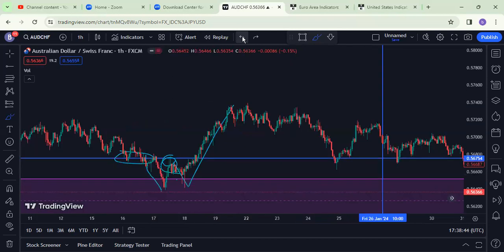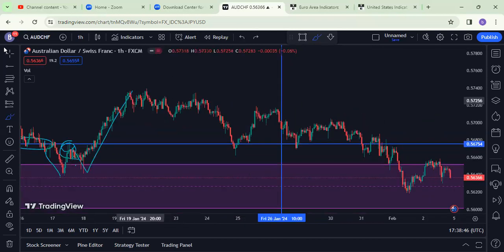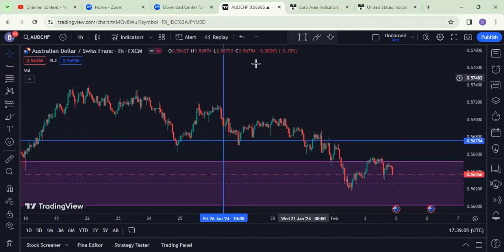Let me keep a clean chart. Cool. So that is the trade that we took. And then, good. Then the market came to the downside, right? Okay, it's fine.